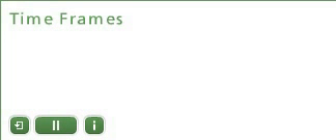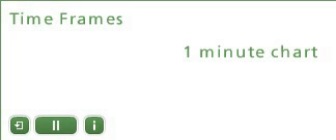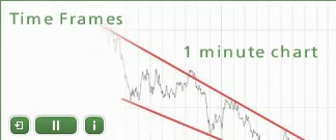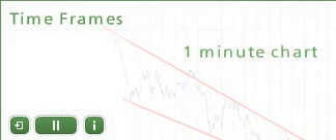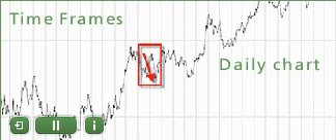Trends, support and resistance lines, and technical indicators look much different on a 1-minute chart than they do on a daily chart. For example, you may look at a 1-minute chart of the Euro-US dollar and see that the pair appears to be in a downtrend. If you switch your chart to a daily chart, however, you may see that the currency pair has been in an uptrend for years. So which chart is right?